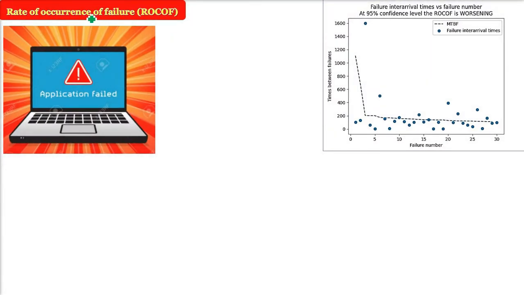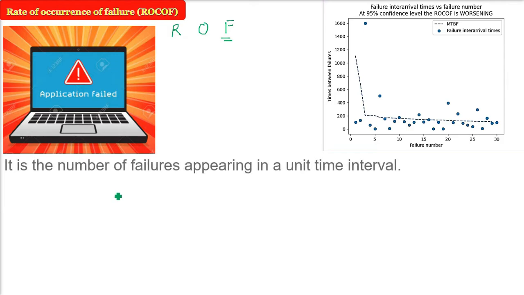The first metric is the rate of occurrence of failure in software reliability. First of all, it is a rate. Rate means per unit time, or per unit something. Occurrence of failure means the failure is occurring. What is the rate of these failures occurring? It is the number of failures happening in a unit time interval.